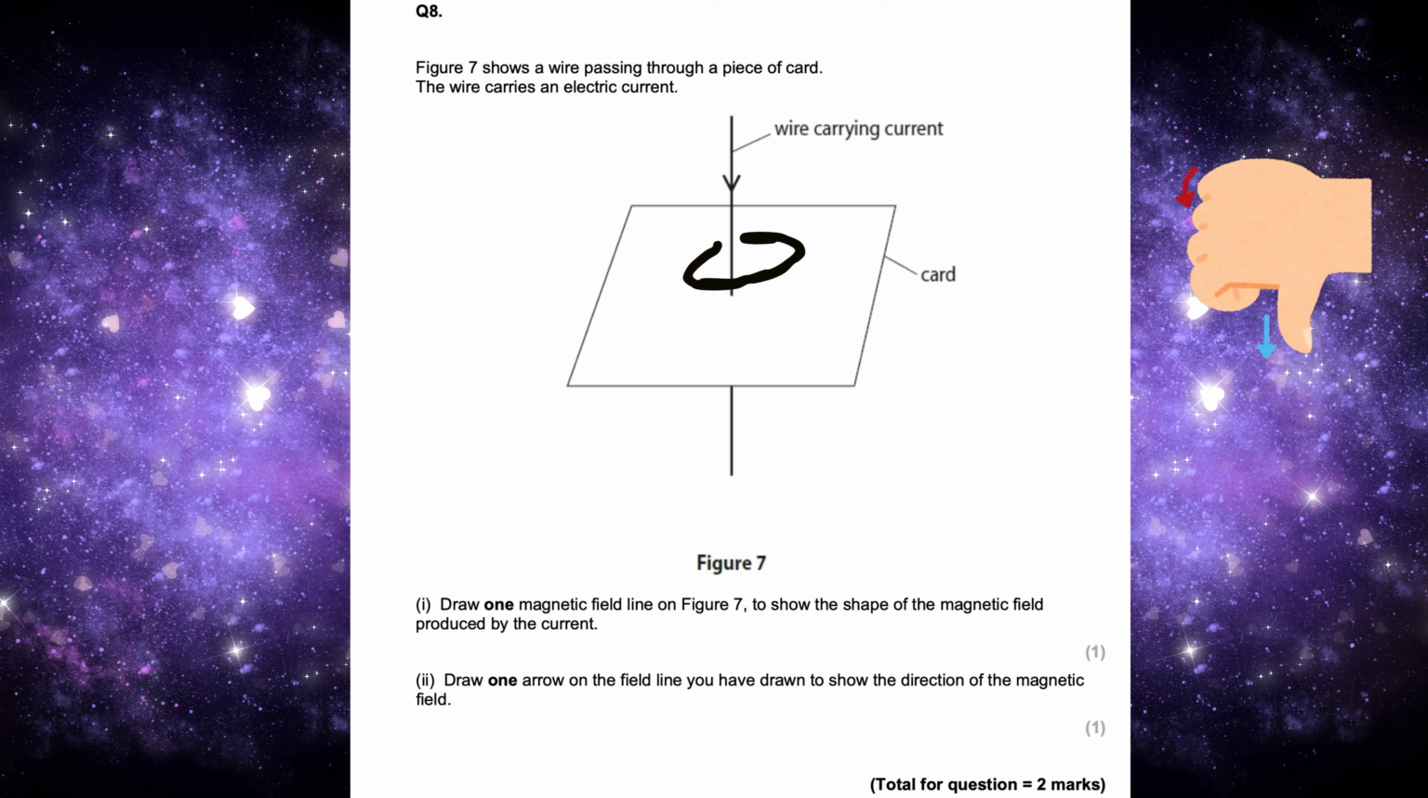Which direction are your fingers curling towards? You should have found they curl clockwise, so let's draw this onto our diagram. The 2 lines we drew gain you 2 marks. One mark is for the loop, and the second mark is for the arrow pointing clockwise.